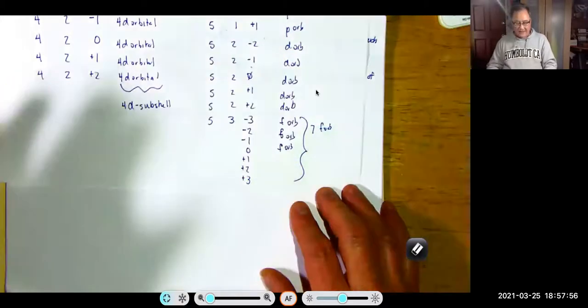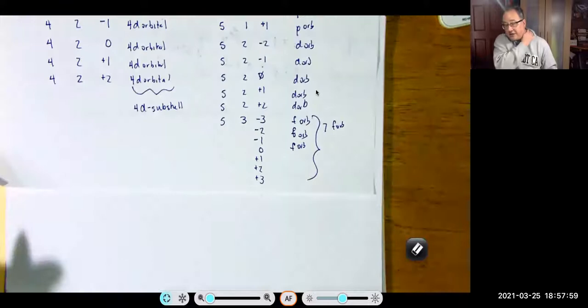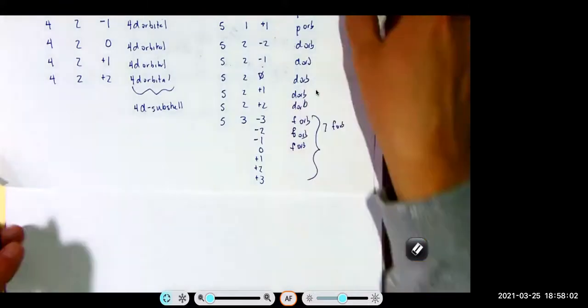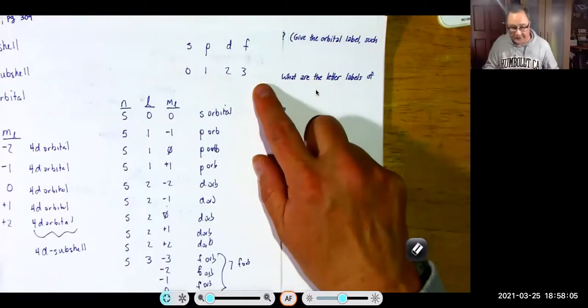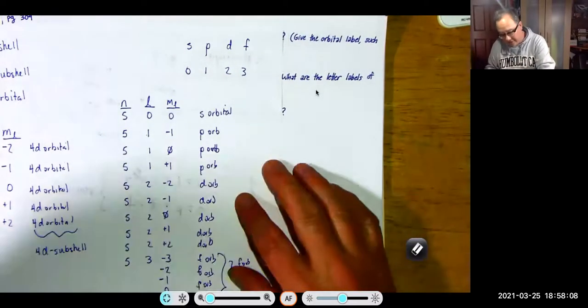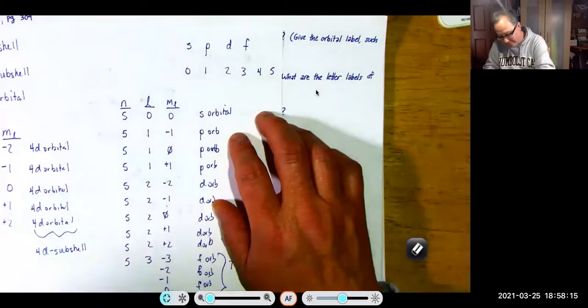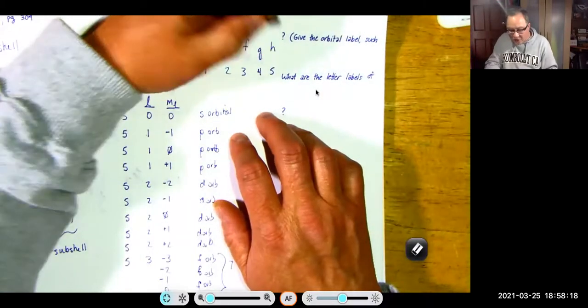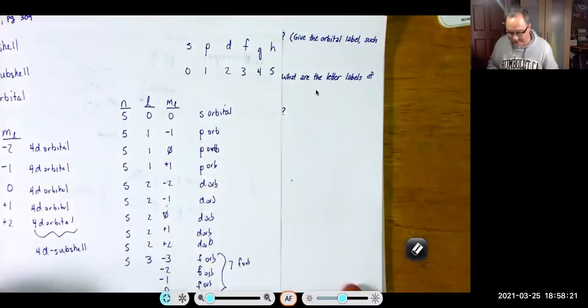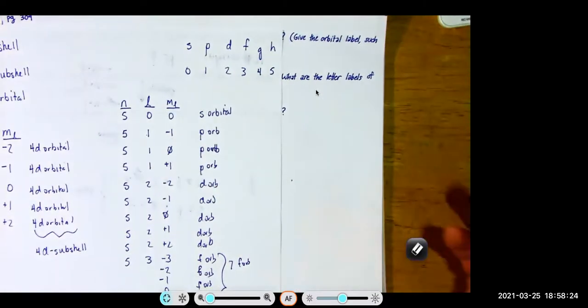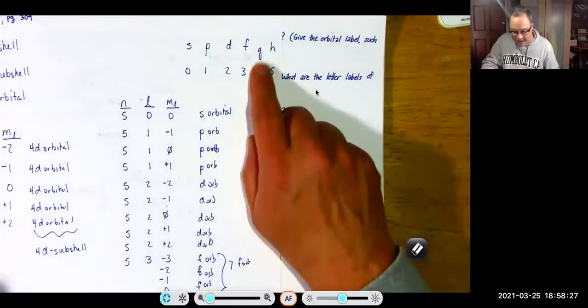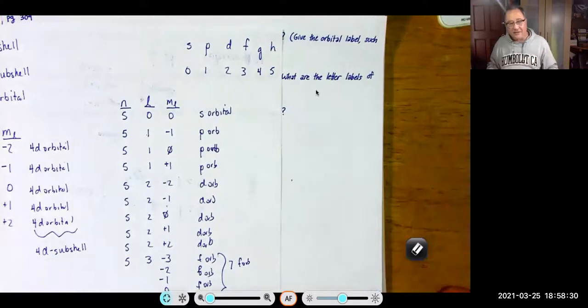And technically, you can have another subshell here. It's the L equal 4. And you might be wondering, well, Tony, you never told us what a 4 is. Well, I'm going to tell you now. It's a g. It starts going in alphabetical order. Thank goodness, right? So there's a 5g, there's a 5h, there's an i, but honestly, there's never any electrons in those subshells. So that's why we don't talk about them. They exist technically, but not in reality.